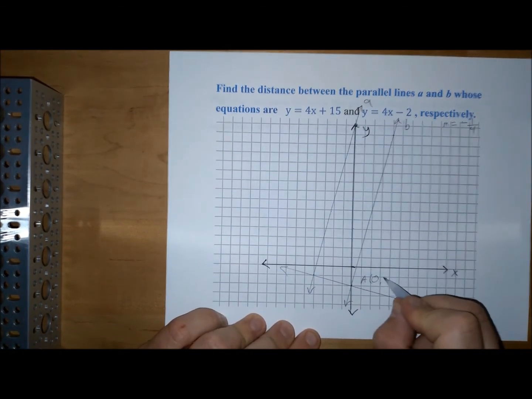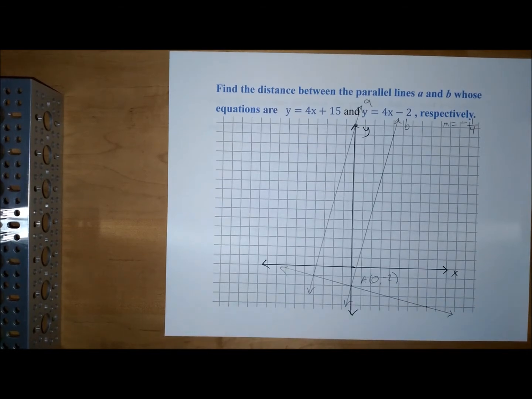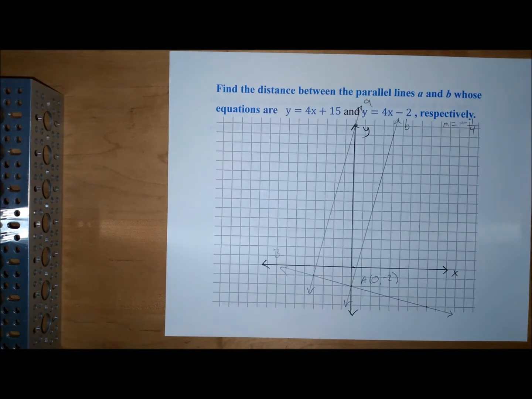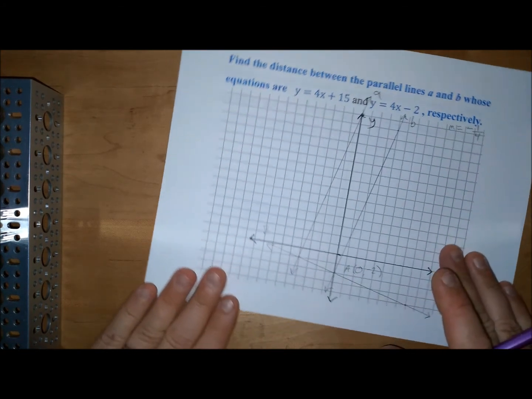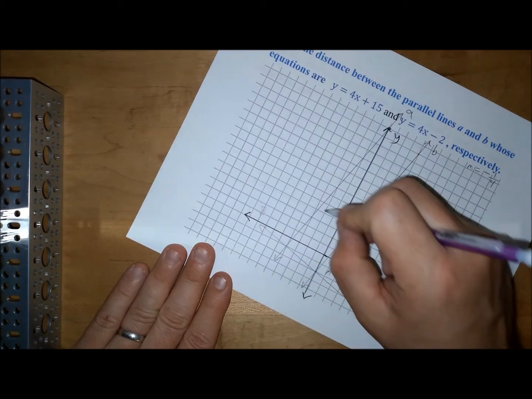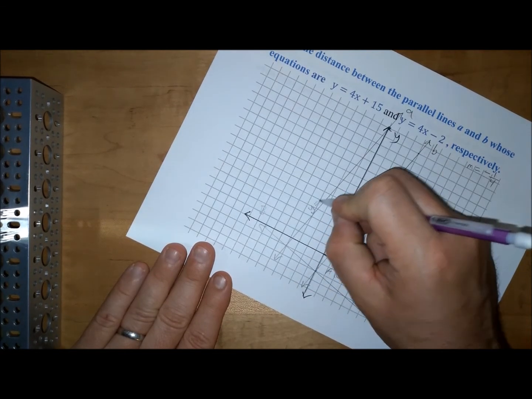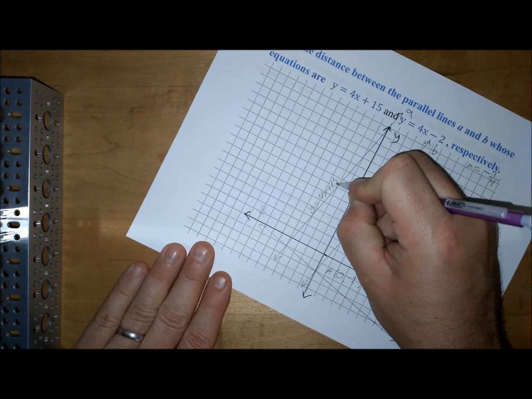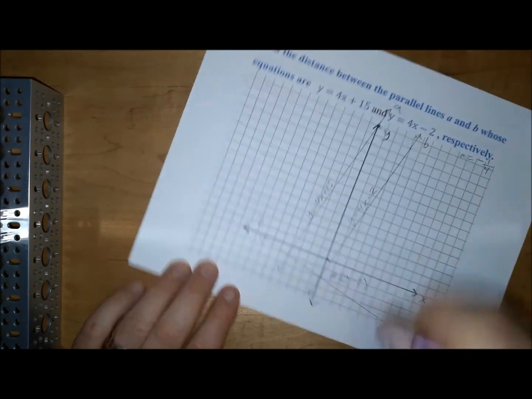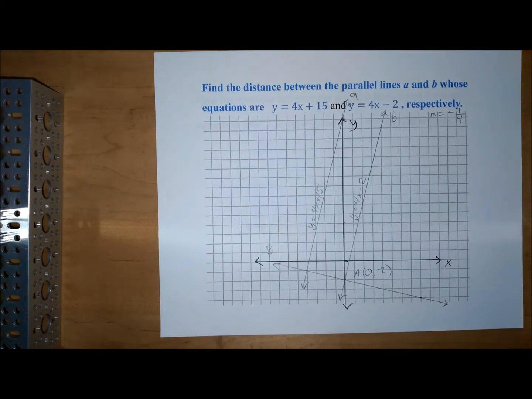Coordinates here are 0, negative 2. Okay, how do I get the coordinates for point B now? Well, we know these lines have equations. Again, I like to write y equals 4x plus 15 and y equals 4x minus 2. Okay, we know we're going to use these.